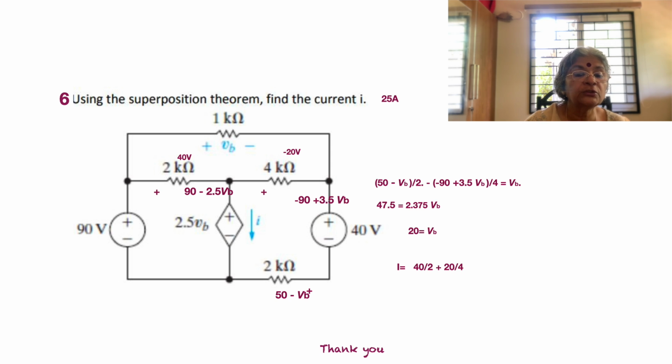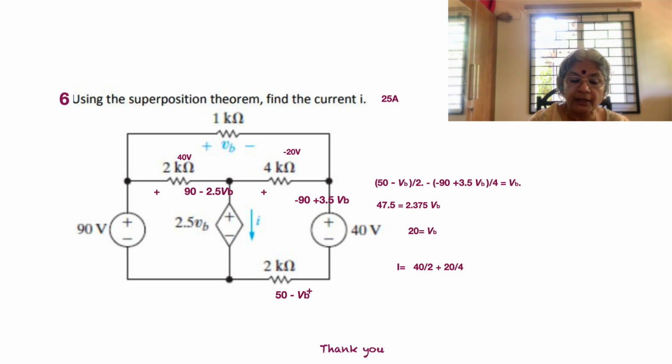Okay, so you can also use the voltage, that is the difference between 90 and 2.5 VB. So it's the same as equal to minus 90 plus 3.5 VB, with all directions as shown. The directions have been intentionally placed here.